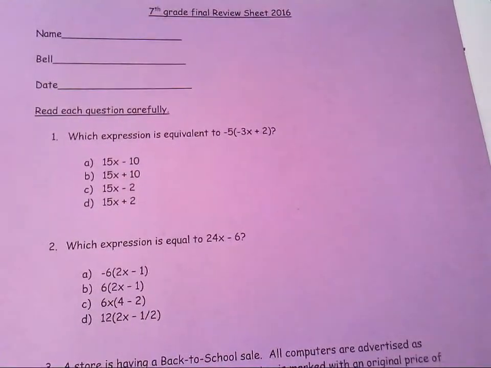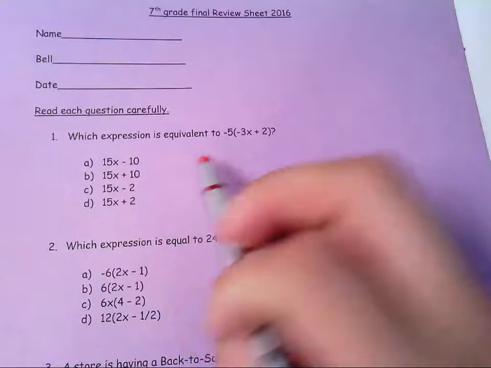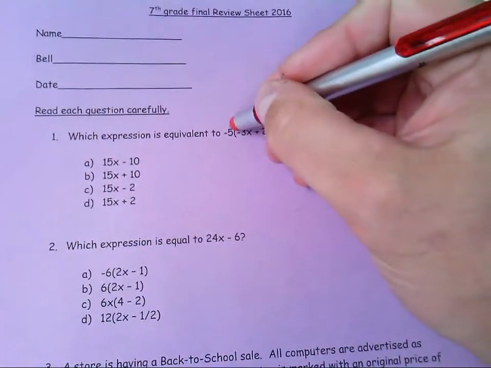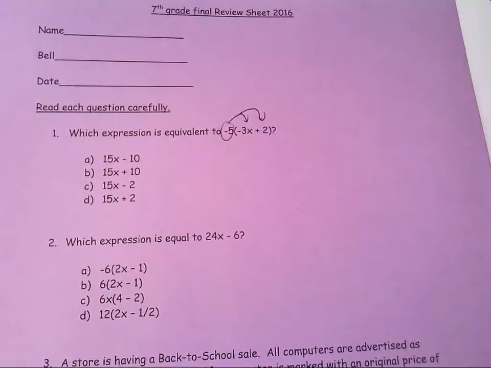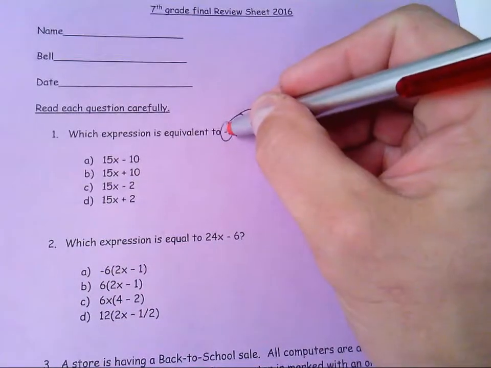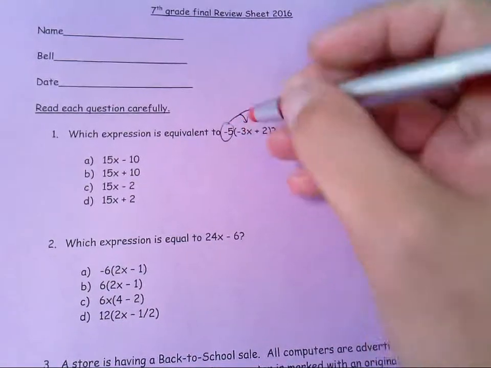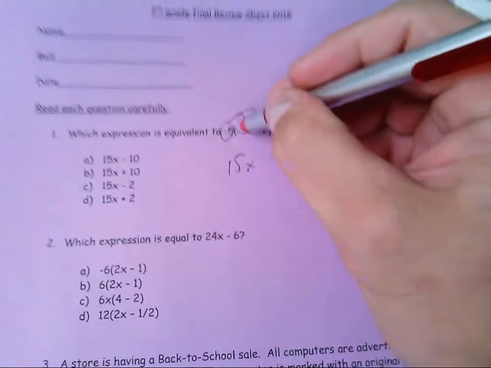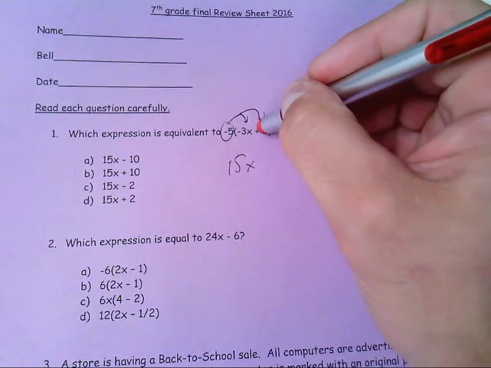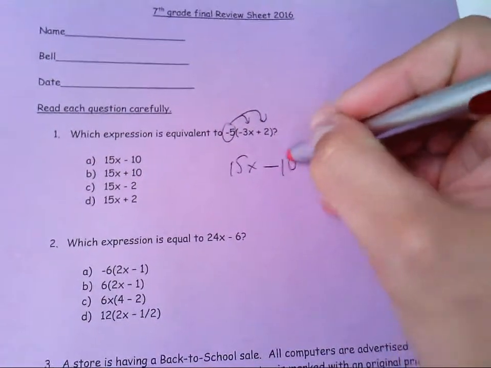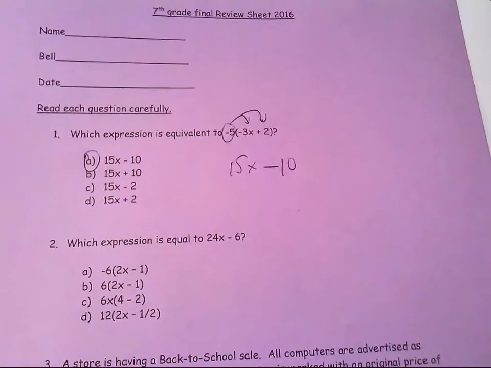So starting with number 1, which expression is equivalent to -5? All right, so this is the Santa hat method where we're going to go ahead and distribute. And remember what happens when you distribute a negative. A negative times a negative is a positive 15x. Careful here, this is where it's going to go bad. A -5 times a positive 2 is a -10. The answer is A.